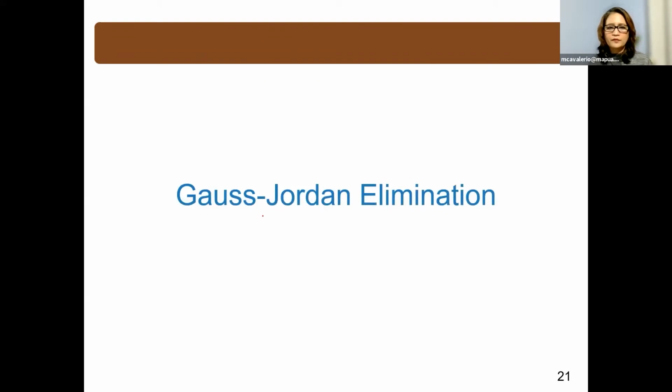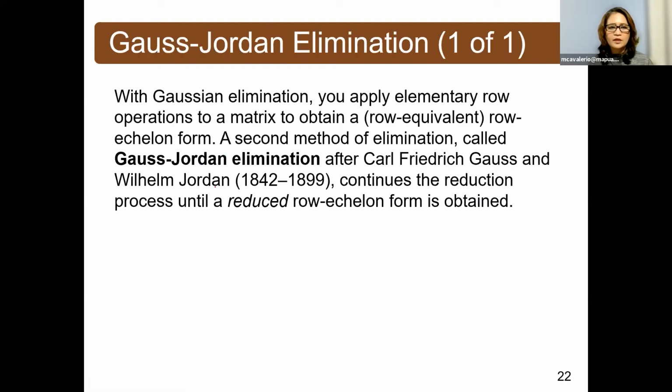Now, what about Gauss-Jordan elimination? What makes this different from Gaussian elimination? With Gaussian elimination, you apply elementary row operations to a matrix to obtain a row equivalent row echelon form. A second method of elimination, called Gauss-Jordan elimination after Carl Friedrich Gauss and Wilhelm Jordan, continues the reduction process until a reduced row echelon form is obtained.